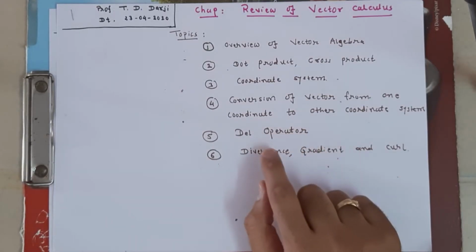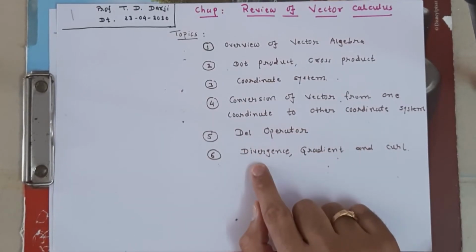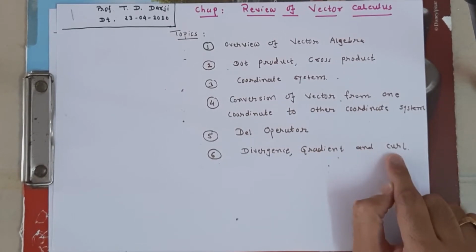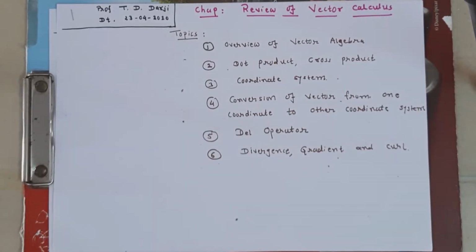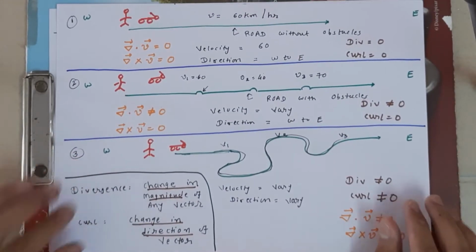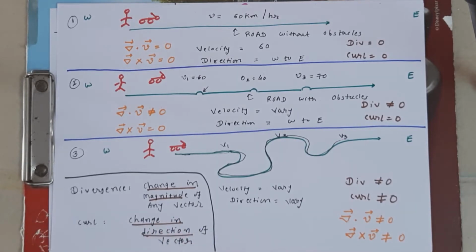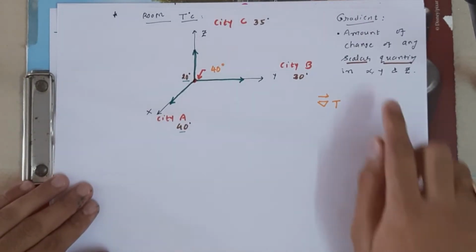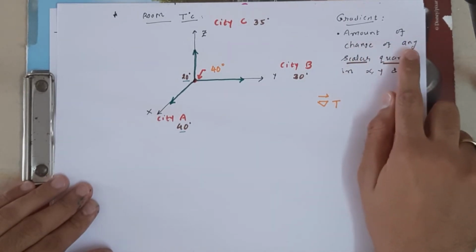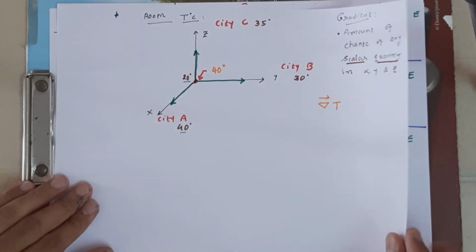In the last lecture, we discussed the del operator and the definitions of divergence, gradient, and curl. What is divergence? Divergence indicates the change in magnitude of any vector quantity. Curl indicates the change in direction of any vector quantity. And what does the gradient indicate? The gradient indicates how much any scalar quantity changes in the x, y, and z directions.